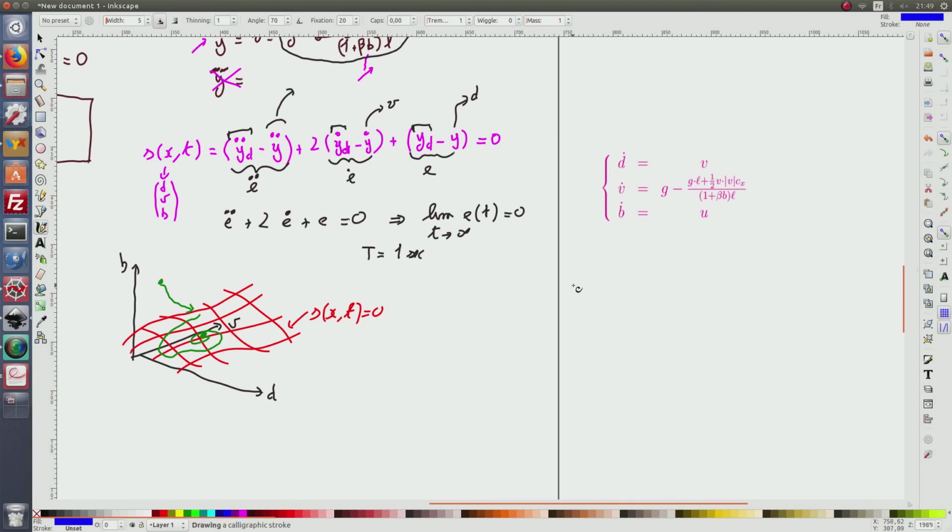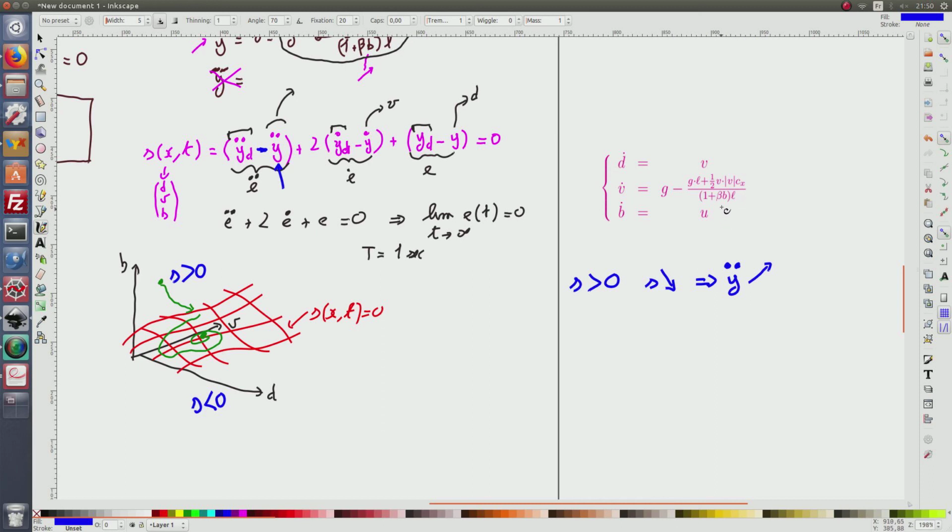Consider the case where s is positive. Recall that on the surface s is zero, on one side it is positive, and on the other side s is negative. So assume that s is positive. It means that what I want to do is to decrease s so that it will go to 0. Now, since I have a minus here, I have to increase y dot. So I want y dot to increase because of the minus.